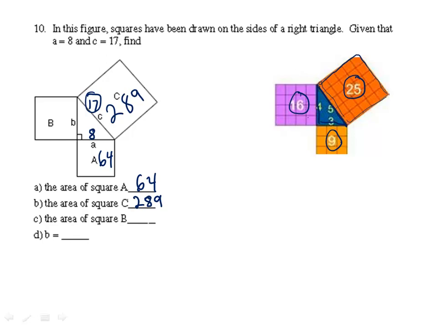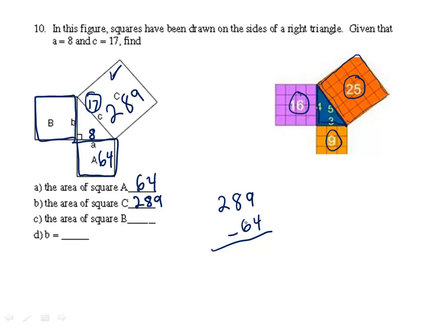Alright? Find the area of square B. Remember that it's this square plus this square. Their areas added together equal the area of this larger one right here. So I know the larger one and one of the smaller ones, so I'm going to do 289 minus 64 to find the area of square B.